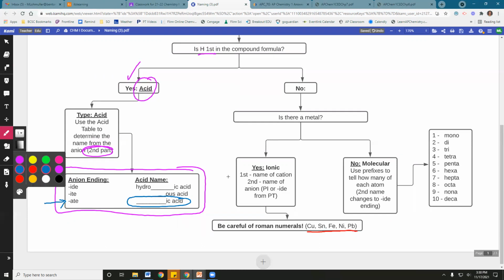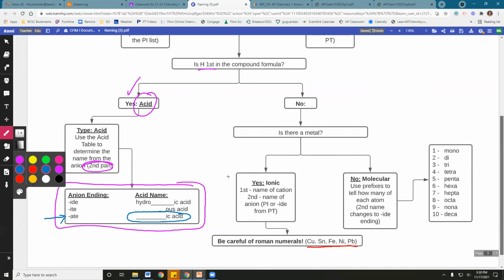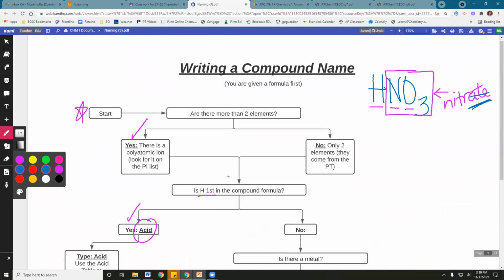Okay, so when something ends in ATE, we're going to follow this bottom line where there's no hydro in front. Not everything gets hydro when it's an acid. And we're going to take the root of the word. We're going to drop the ATE. And so we'll have nitr, so NITR, nitric acid would be the name of HNO3. Make sure that you write the word acid as a part of the name. That is important because on the flip side, if you're given the name first, it's really easy to tell it's an acid when it has acid in the name.